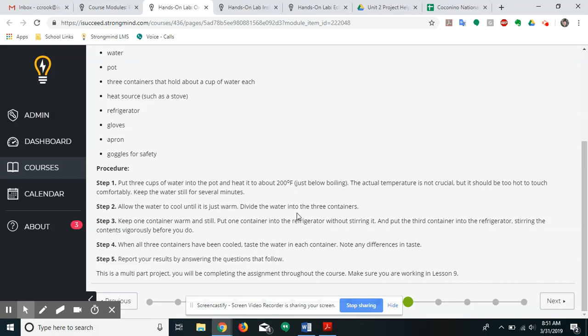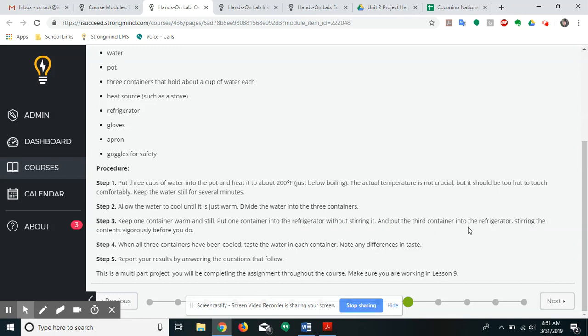One, you're going to put in the refrigerator without stirring. The third, you're going to put into the refrigerator, stirring the contents vigorously before you do. And then the third container, where's that? Oh, here. Okay, I missed something. Oh, okay, there it is. Whoa. Okay, keep one container warm and still. The second one you're going to put in the refrigerator without stirring. Third one you're going to stir vigorously and put it into the refrigerator. But this one you'll just keep warm and still outside.